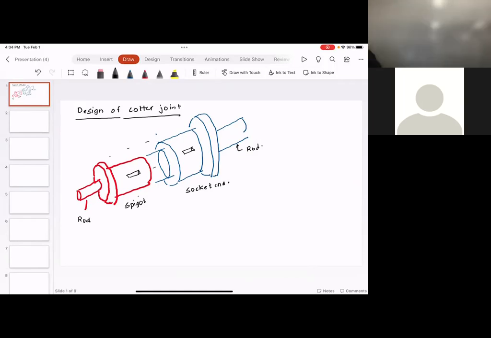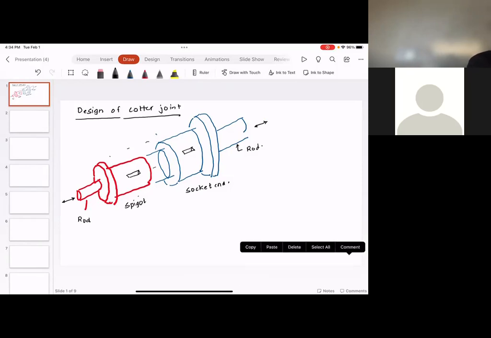The purpose of the quarter joint is to transmit the force. Quarter joint is not used for transmission of torque. What it means is reciprocating motion of the spigot end can be transmitted as reciprocating motion on the socket side. So what are the typical applications of quarter joint? I want to give you a very simple example.